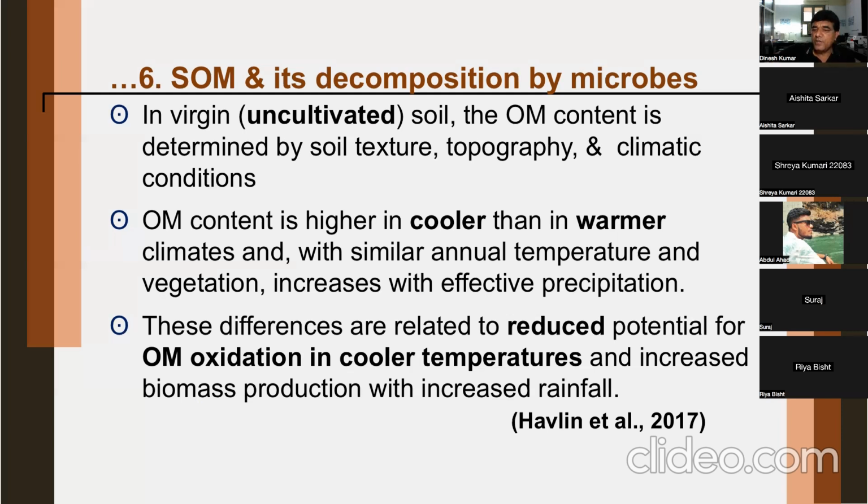These differences are related to reduced potential for organic matter oxidation in cooler temperature and increased biomass production with increased rainfall. So you see how organic matter is affected under cooler or warmer conditions. And it is actually an interaction of factors: your soil texture, your temperature, as well as your moisture in soil. So one cannot draw universal conclusions. You need to see the interaction of all these factors, then one can decide what will be the organic matter level in soil.